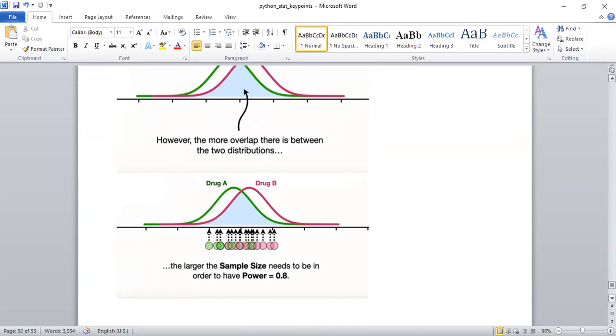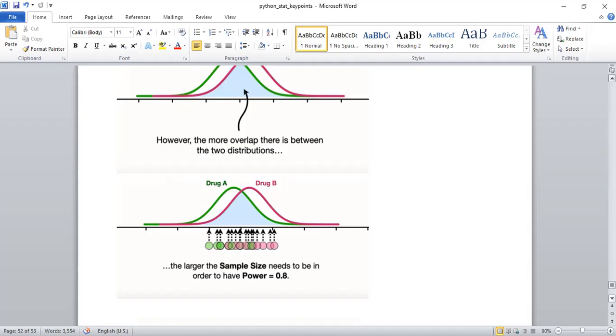So you are not correctly rejecting the false null hypothesis. That is, when your null hypothesis is false, you have to reject it, but you are not correctly rejecting it. You are coming across type 2 error. So in that case, two distributions get overlapped with each other and the effect size becomes smaller.